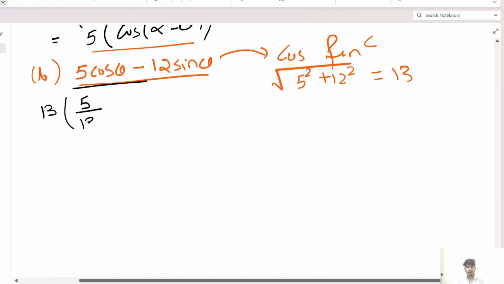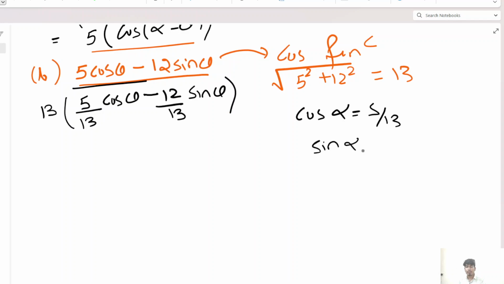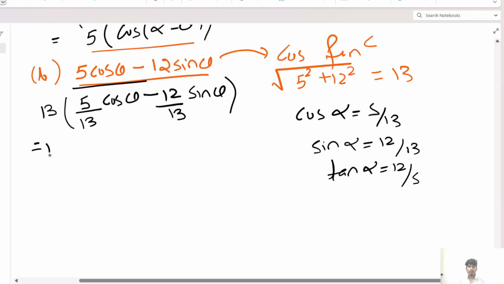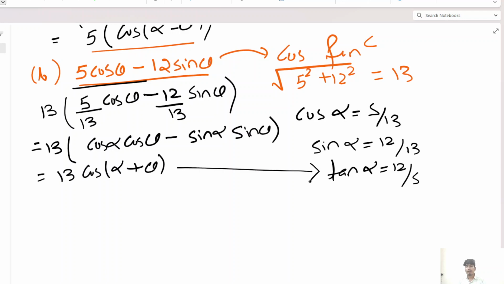Then 1 upon 13 goes inside: 5 upon 13 cos theta minus 12 upon 13 sin theta. Then put cos alpha as 5 upon 13 and sin alpha as 12 upon 13. Then tangent alpha is sin upon cos, that is 12 upon 5. Then put here 13 into (cos alpha cos theta minus sin alpha sin theta). Then this is equal to 13 into cos of (alpha plus theta), where tangent alpha is 12 upon 5.